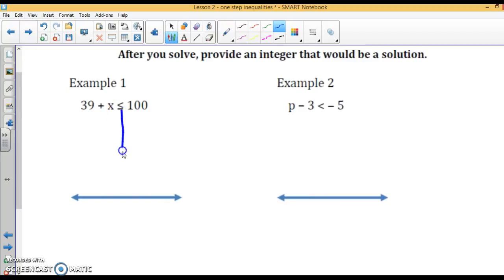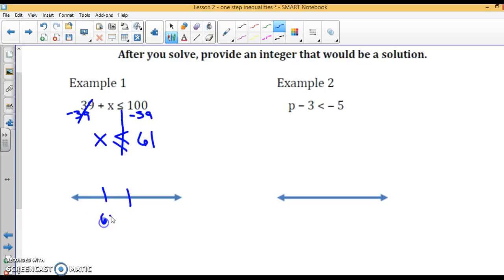Draw your line down the middle, just like you do with an equation. How do I solve this? I subtract 39 from both sides. So I get x. Do I switch my inequality? No, because I'm allowed to subtract. So I keep my less than or equal to. 100 minus 39 is 61. So our answer is all x, such that x is less than or equal to 61.